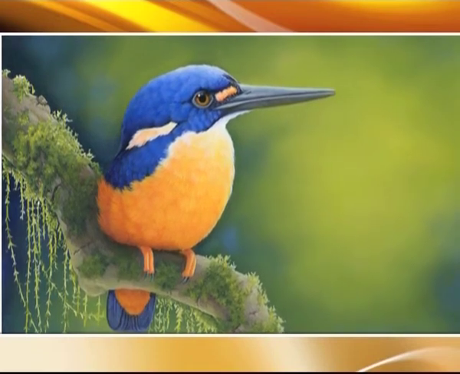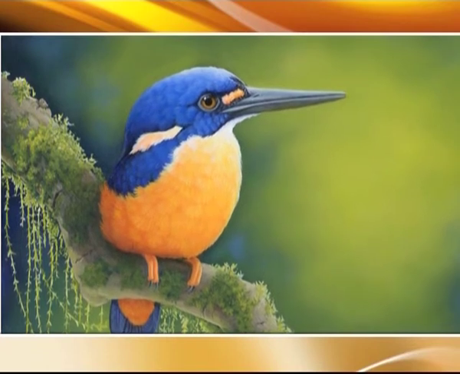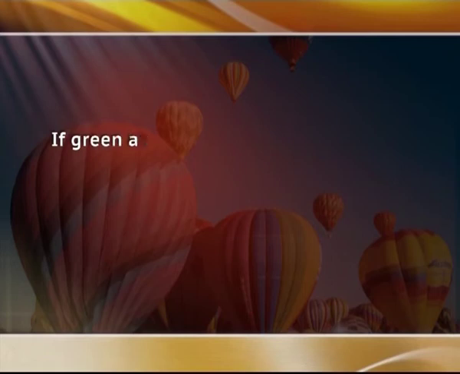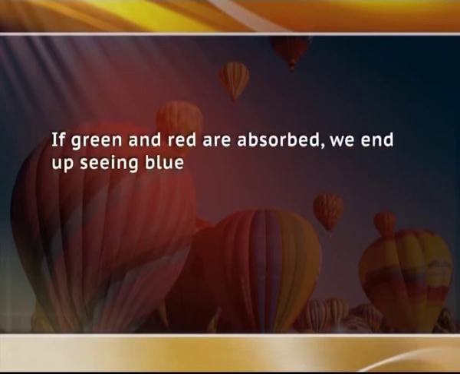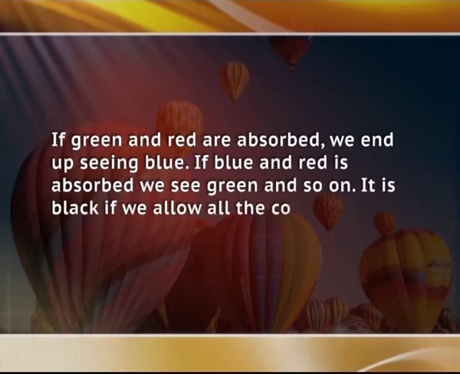In other words, the color of an image on a piece of paper is what's left over after the paper and ink have absorbed or subtracted certain wavelengths. If green and red are absorbed, we end up seeing blue. If blue and red are absorbed, we see green, and so on. It is black if we allow all the colors to be absorbed.